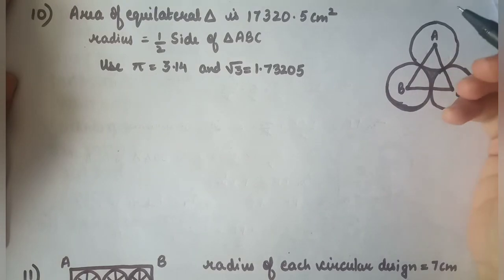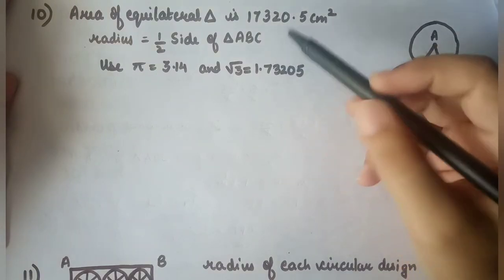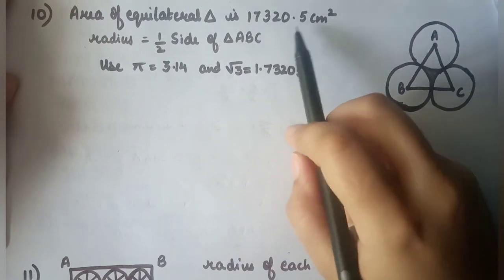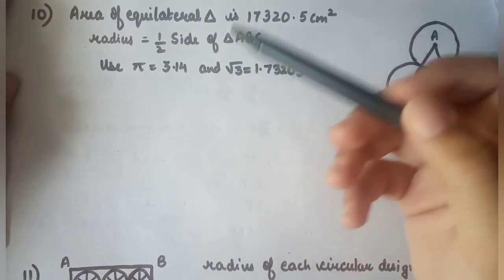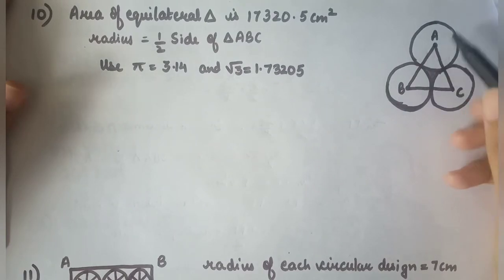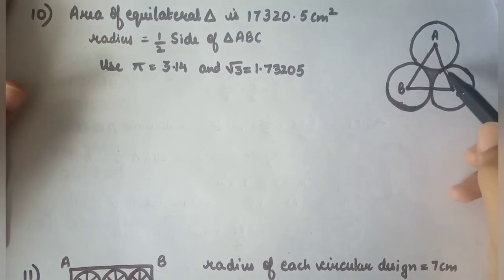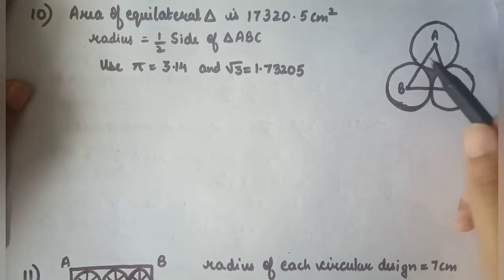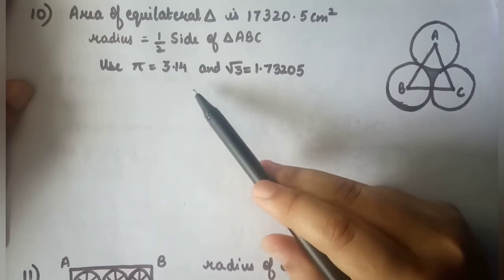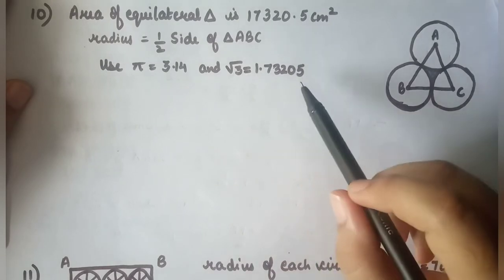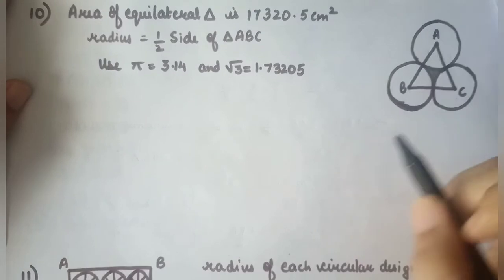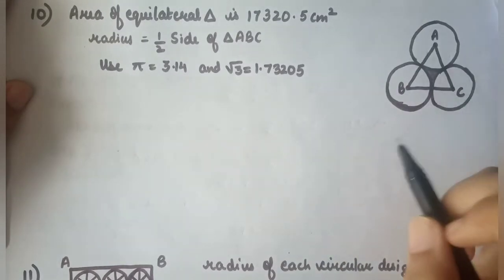Now in this question, area of equilateral triangle is given to be 17,320.5 centimeter square, and it is given that radius of each of these circles is half of the side of the equilateral triangle. They are saying to use pi as 3.14 and the value of root 3 is given to be 1.73205. Okay, so we have to find the area of the shaded region.